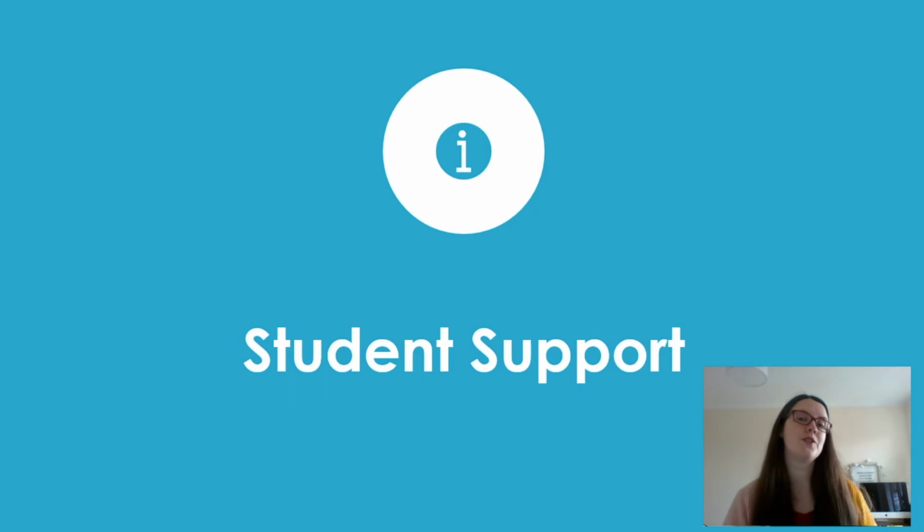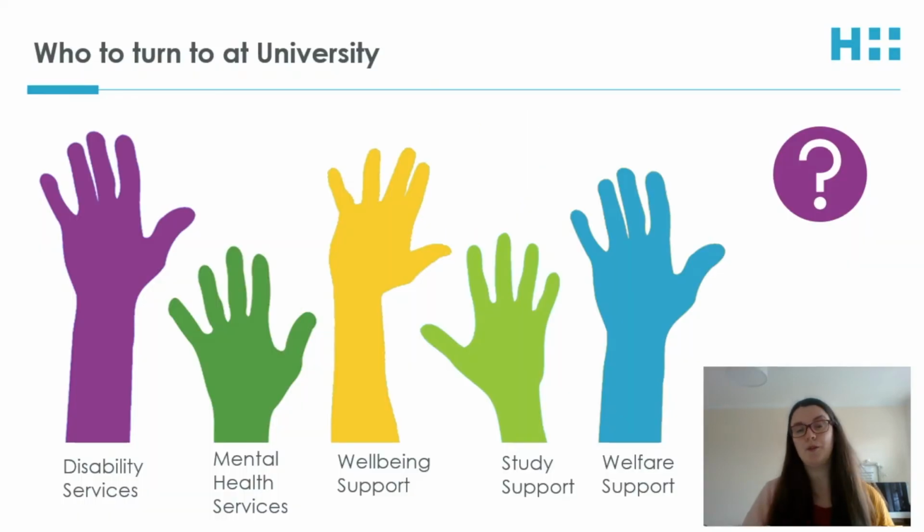So now we've approached the last section of this presentation, which is student support services. Every university has student support services, but they might be called something a little bit different. However, they all function the same way. And they also have specialist support staff that broadly fit into 5 categories. And those are disability services, mental health services, wellbeing support, study support, and welfare support. Let's look at each one of them in turn.